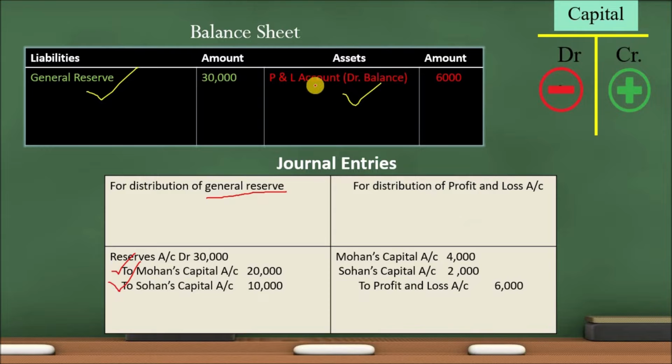Now come to the distribution of this P&L account. This is accumulated loss, so therefore capital accounts will be debited. So you can see here Mohan account debited, Sohan account debited to profit and loss account. The amount is 6,000. Again, it is divided in ratio 2:1. So Mohan's account will be debited with 4,000 and Sohan's account will be debited with 2,000. So this is a way how we distribute profit and loss account. And here this is profit and loss account debit balance, that is a loss, accumulated loss.